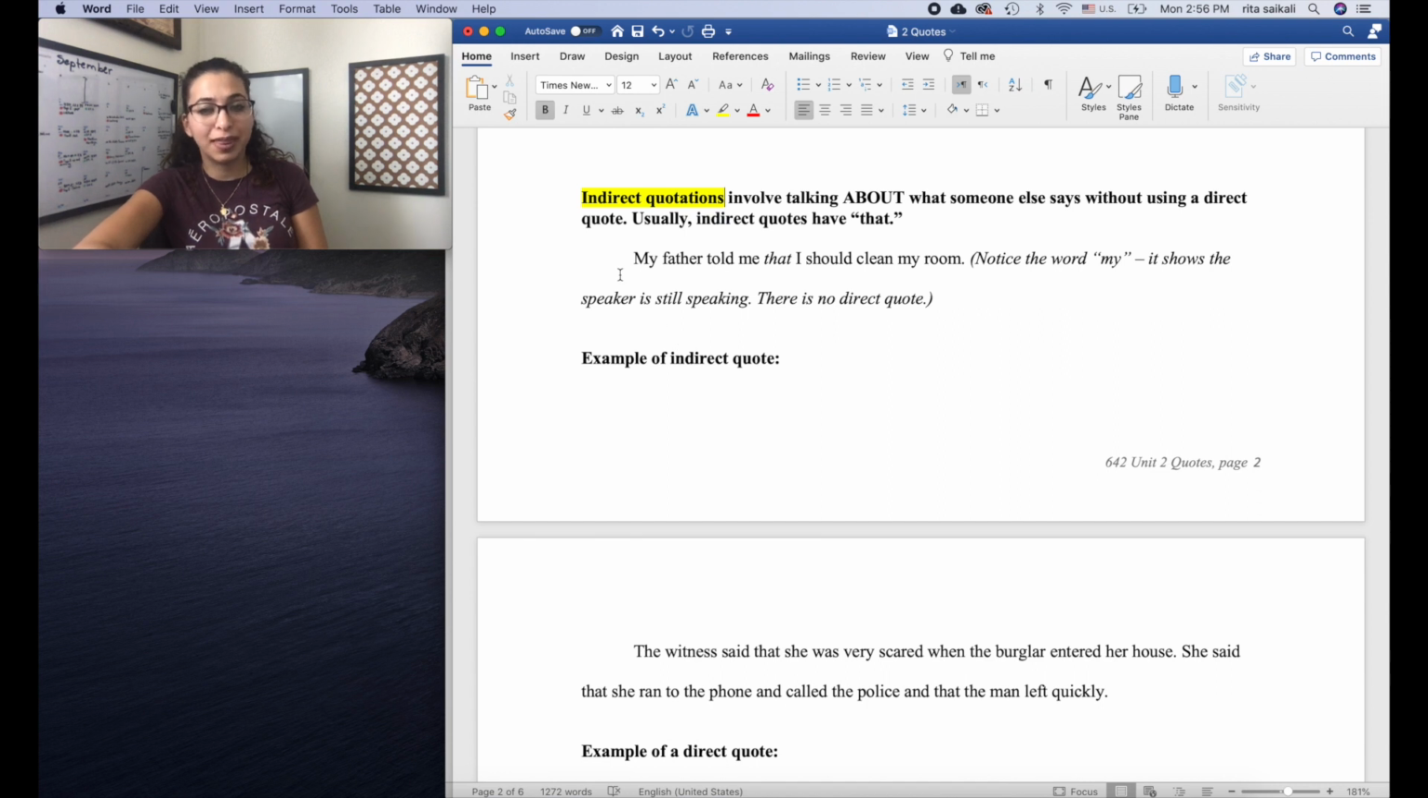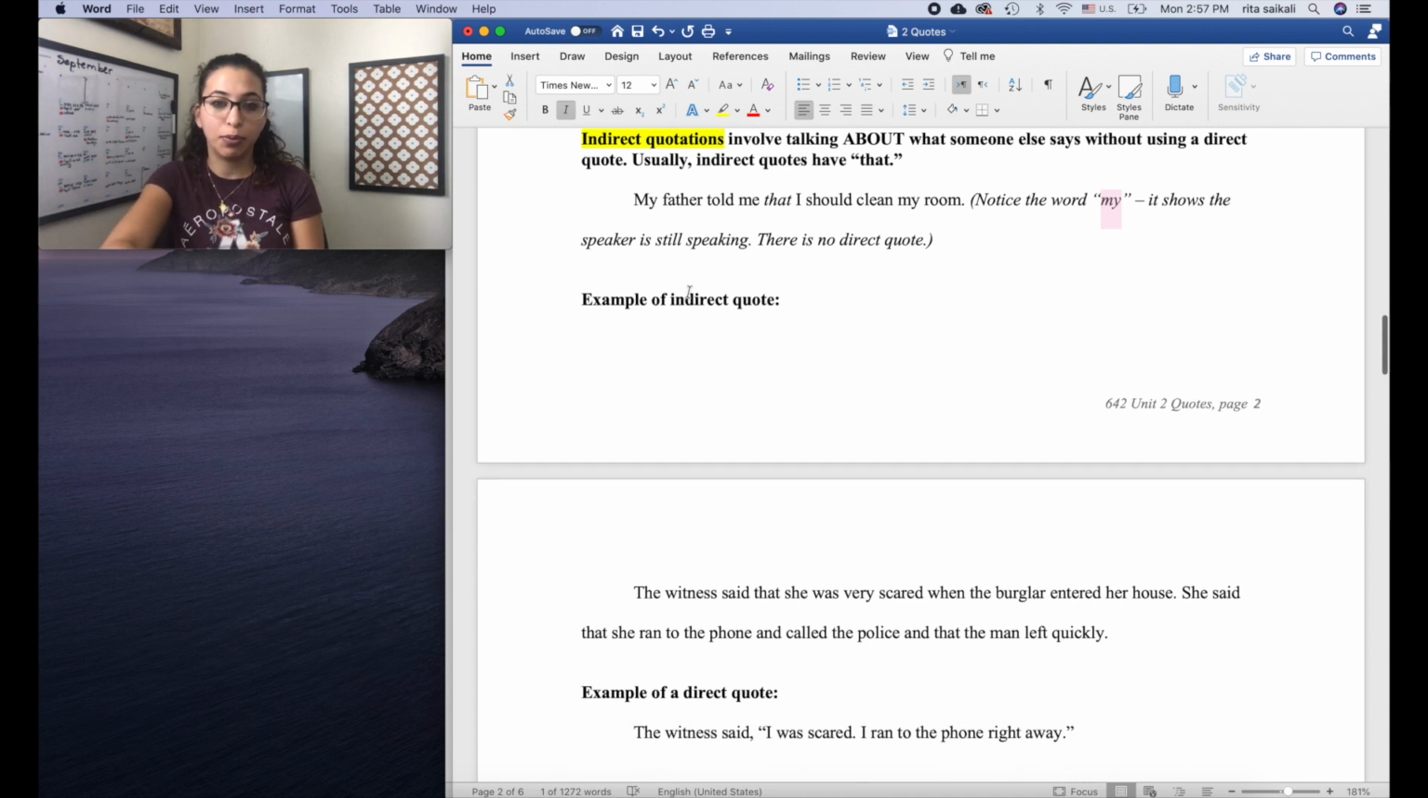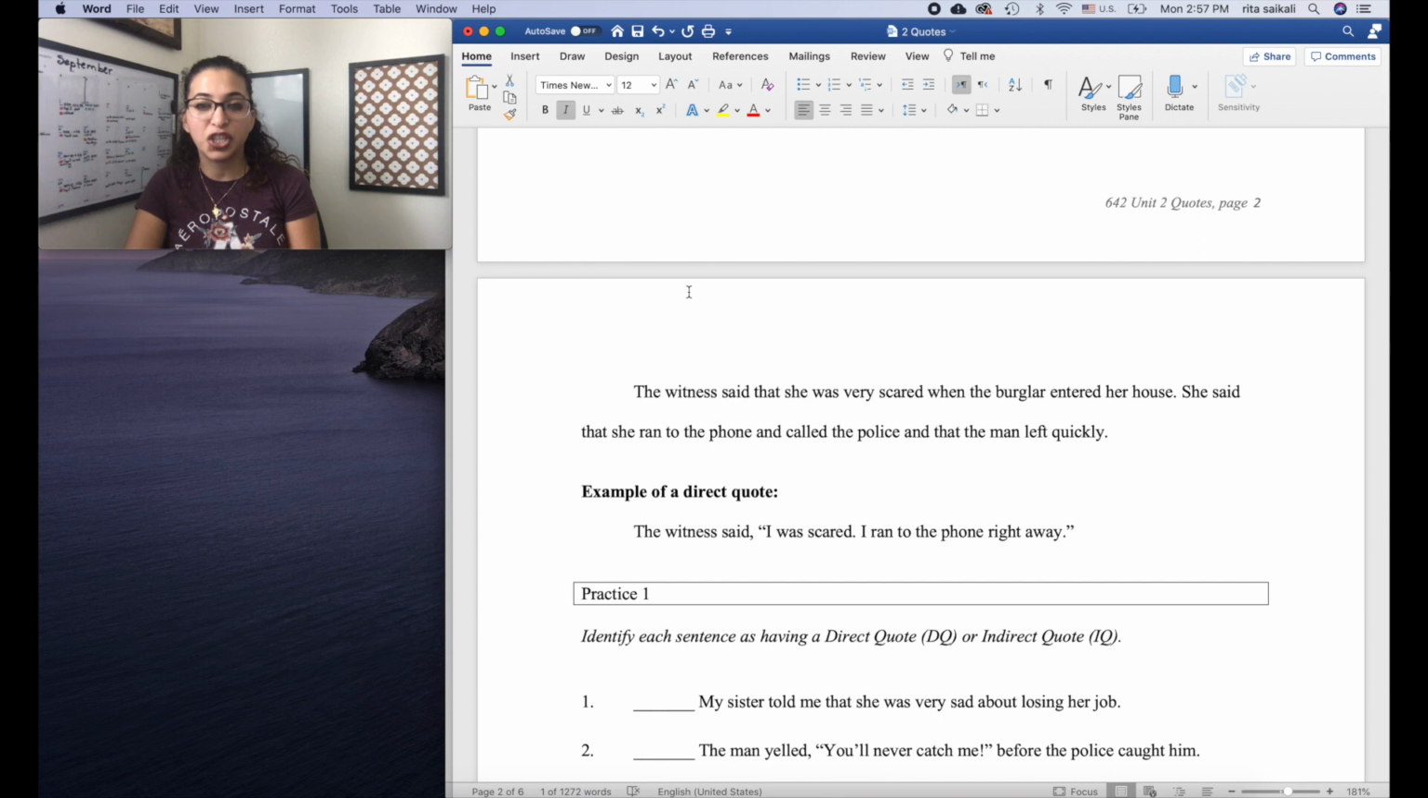My father told me that I should clean my room. Notice that my here shows the speaker is still speaking and there's no direct quote. So here's a summary of what the father said and not actually what the father did say. Then we have more indirect quote examples. The witness said that she was very scared when the burglar entered her house. She said that she ran to the phone and called the police and that the man left quickly. This is an indirect quote because we're summarizing what she is saying.